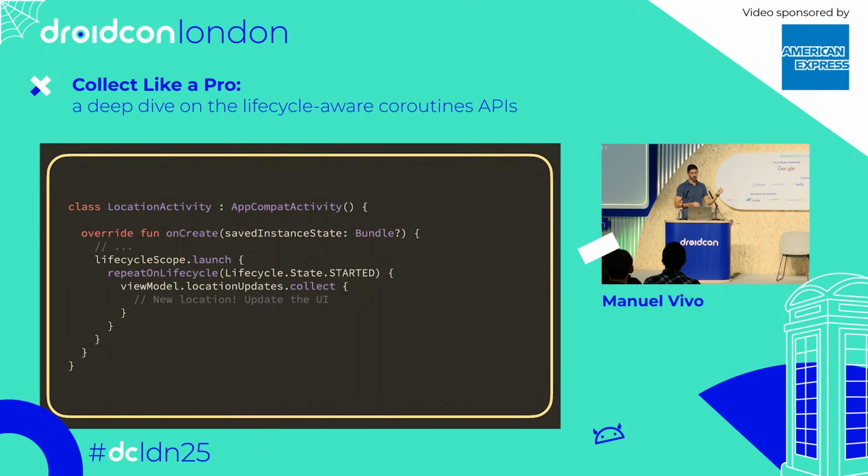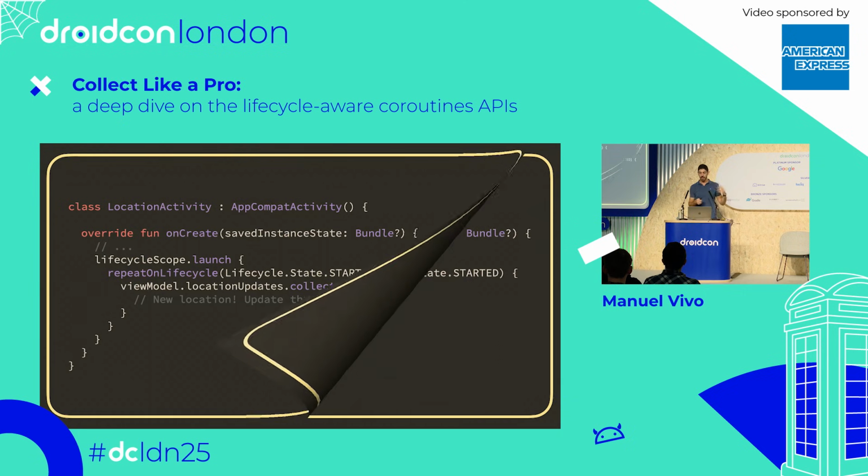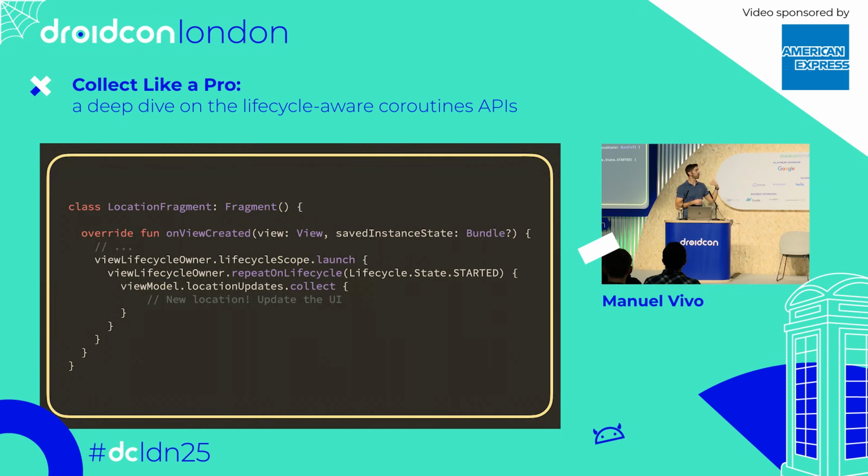Using it in an activity could be: lifecycleScope, we create a new coroutine, we call repeatOnLifecycle, and inside it we collect. We get the right behavior by default. And then in the fragment, we need to use the view lifecycle owner, not the lifecycle of the fragment itself.